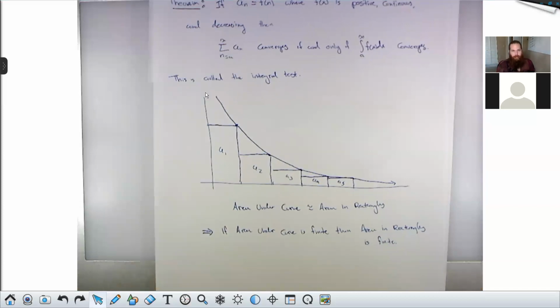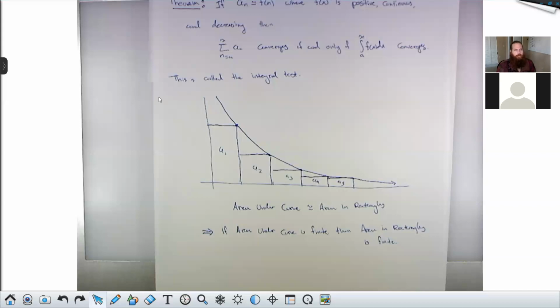Because I can think of these rectangles as being a right-hand Riemann sum for the area under the curve. The area under the curve is a little bit bigger than the area in the rectangles. So if the area under the curve is finite, then so must be the area in the rectangles. On the other hand, if I swap things around and I build the left-hand side Riemann sum, then you'll see that the area of the rectangles looks a little bigger than the area under the curve. And so if the area in the rectangles is finite, then so is the area under the curve. So things go both ways.